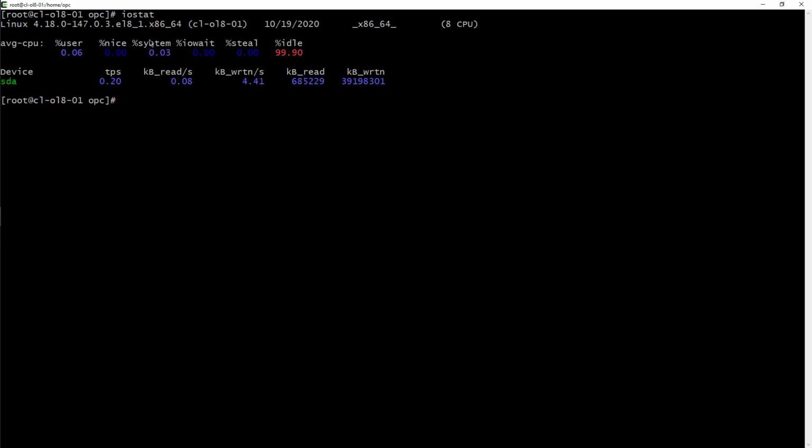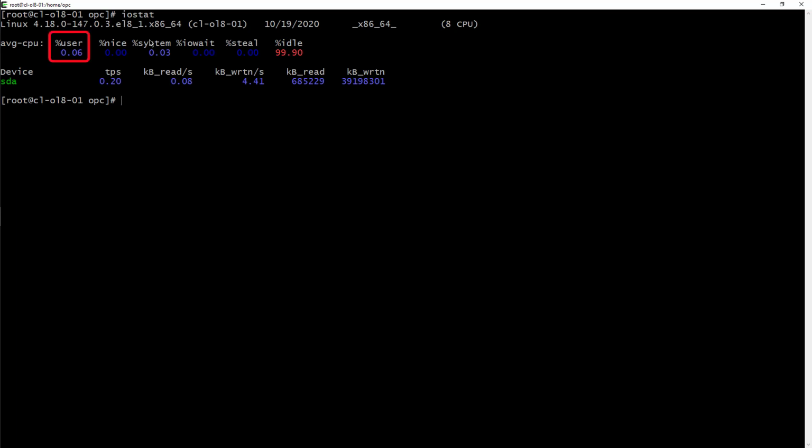As you can see, the first line displays the Linux kernel version, host name, current date, architecture, and number of CPUs on your system. The next two lines display CPU statistics. For multiprocessor systems, the CPU values are global averages among all processors. The columns are defined as follows.